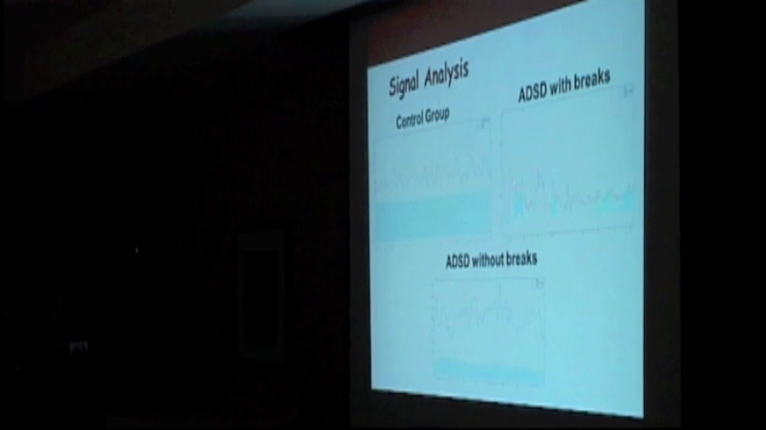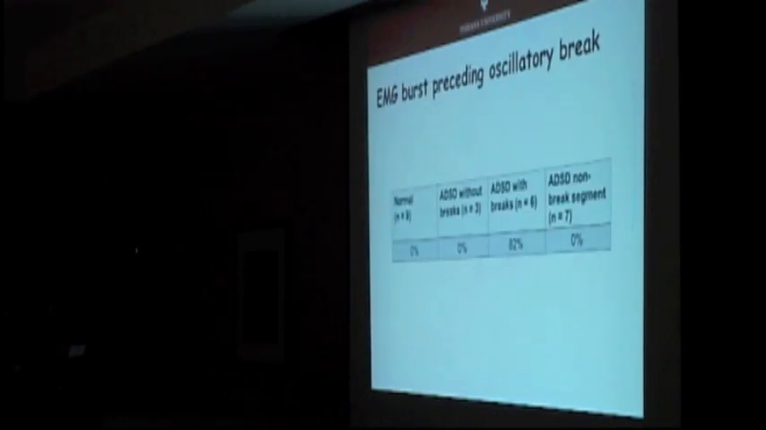So we identified spasms as activity that is greater compared to the 50 to 100 milliseconds window. We found these EMG bursts in about 82% of the individuals that had the break. And these bursts were not identified in normal individuals, and in ADSD where they did not have breaks, and also when the voice is smooth, these bursts were not present.